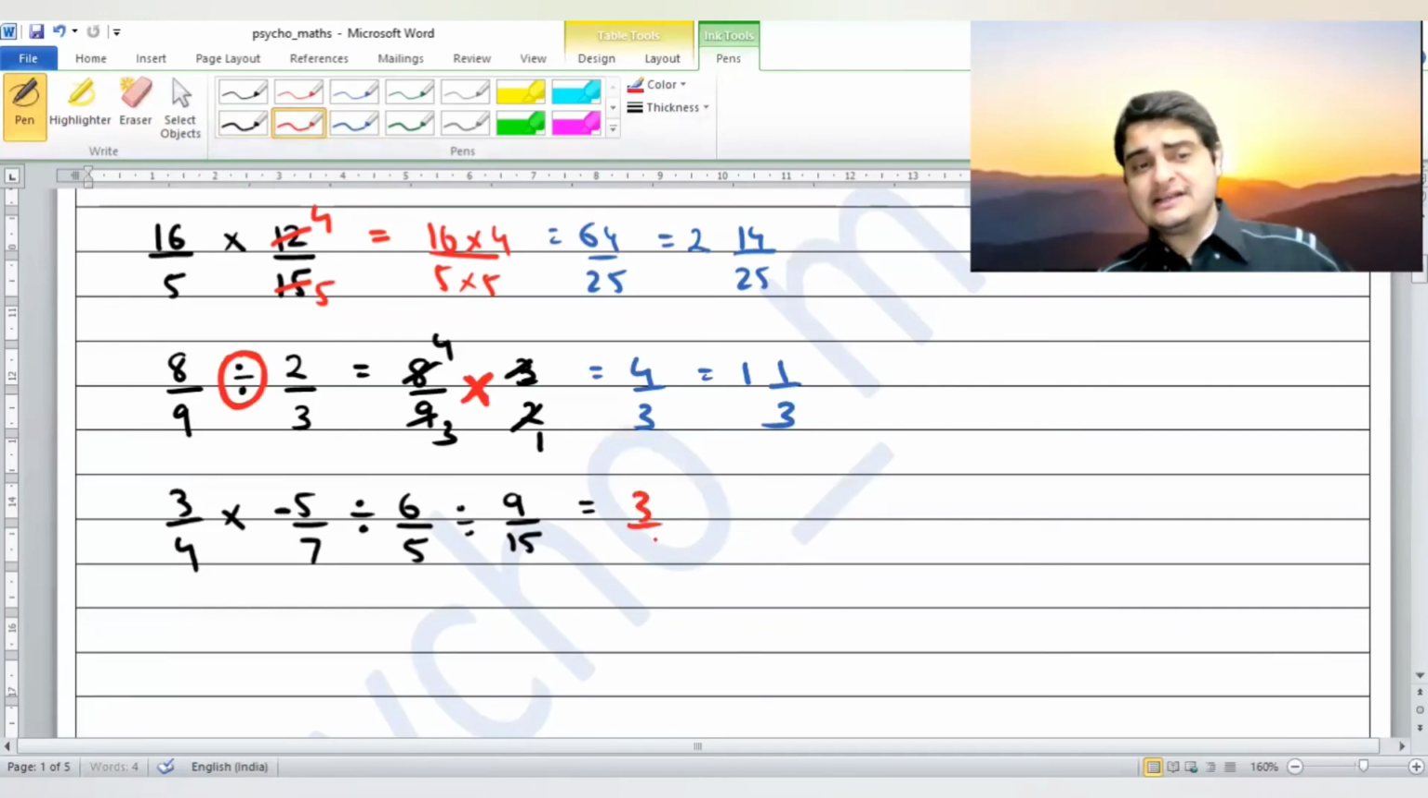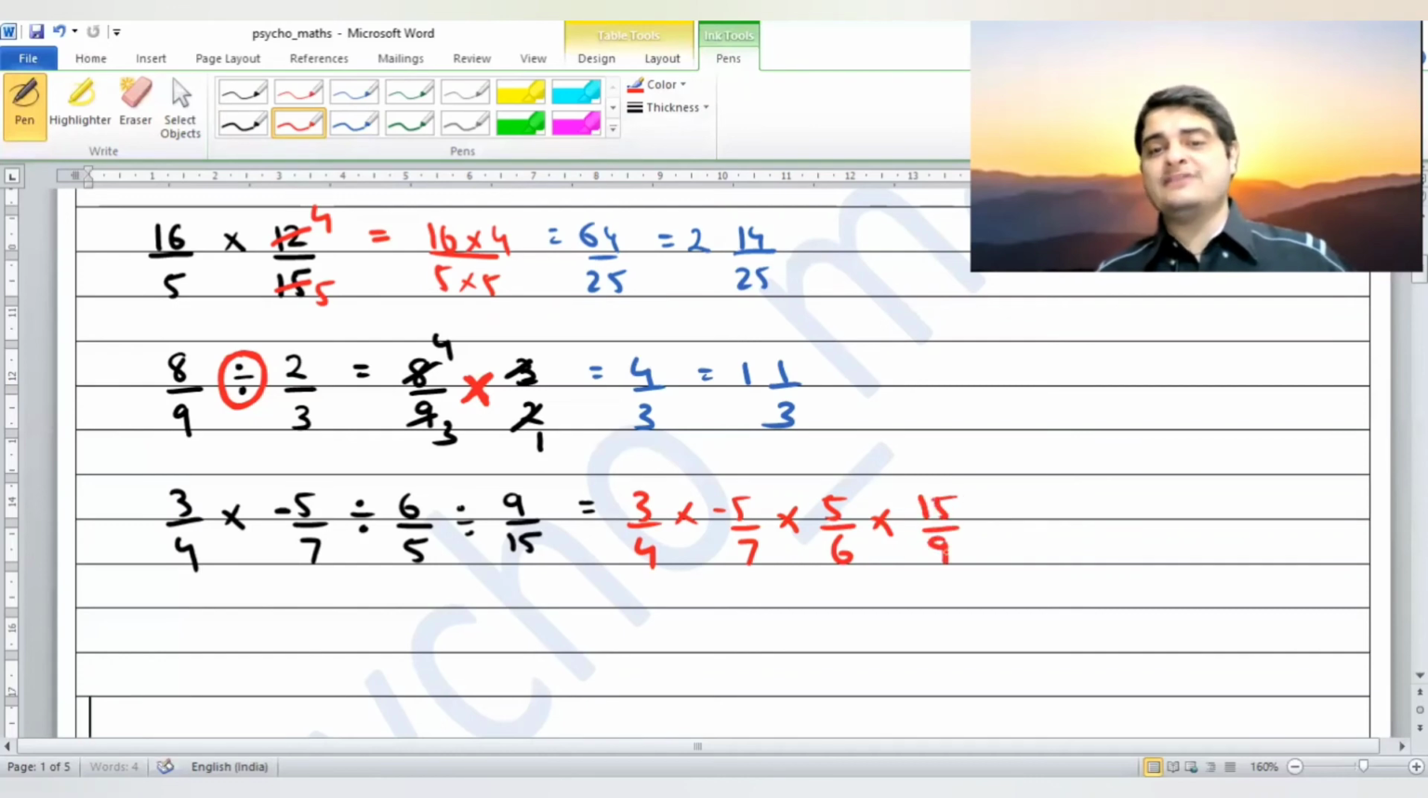So it is 3 by 4. Multiply, it is already in multiplication. Then divide is to be converted into multiplication, so we need to reciprocate. And again, division is to be taken as a multiplication, so we need to reciprocate the fourth fraction also. Now check wherever the possibilities of the deductions, the cuttings, the reductions are there. Let's follow it.